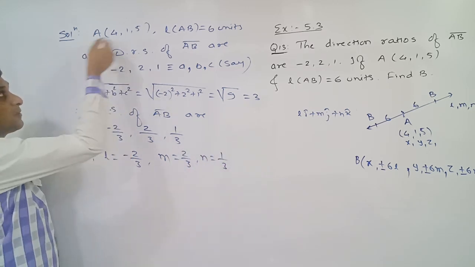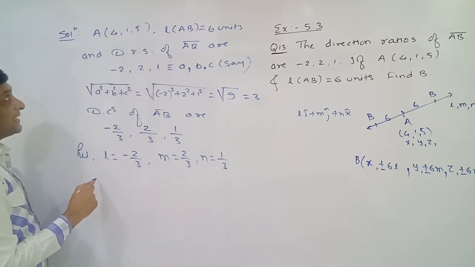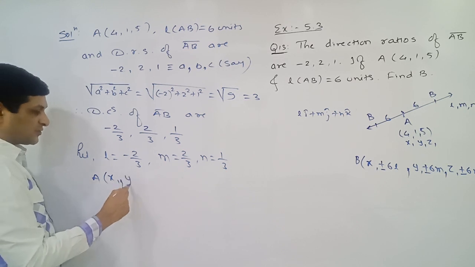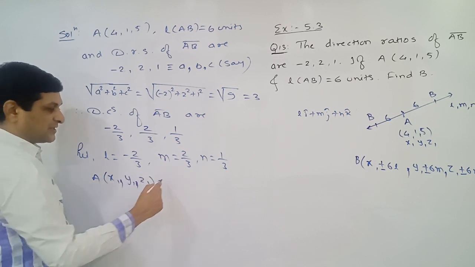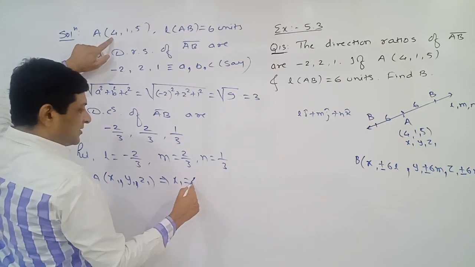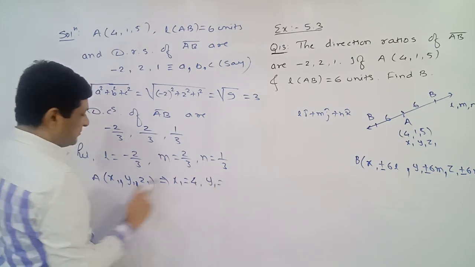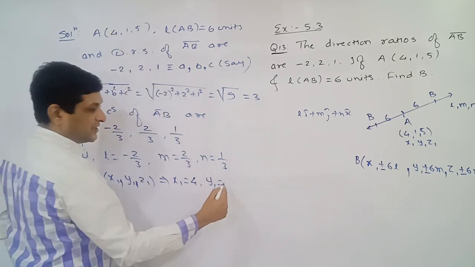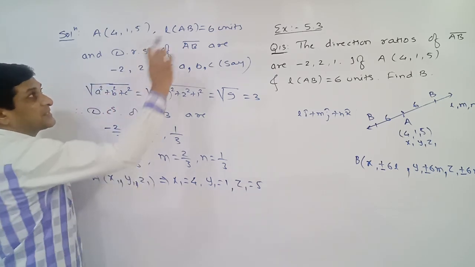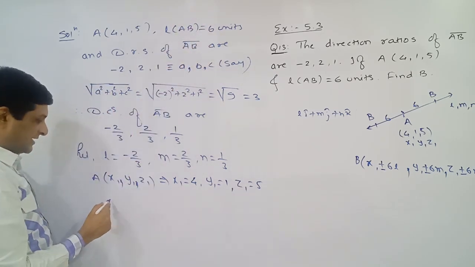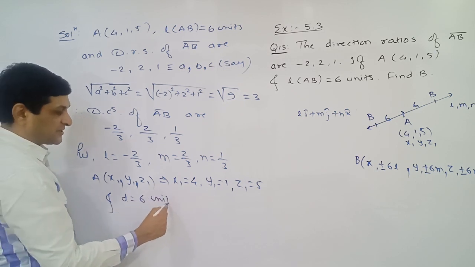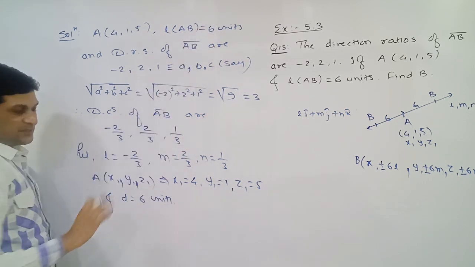Again, I am denoting the coordinates of the point as x1, y1, z1. Let the coordinate of point A be x1, y1, z1. So x1 is equal to 4. The y coordinate is already given to us as 1, so y1 is 1, and z1 is equal to 5. And this distance I am denoting by d, and d is equal to 6 units.